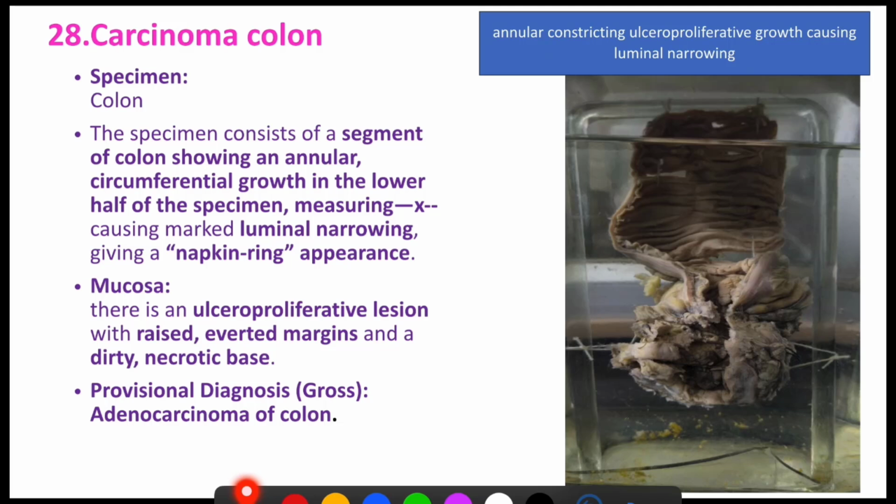Probably it is adenocarcinoma of colon, or it is called annular constricting ulceroproliferative growth causing luminal narrowing. So this is normal component, this is luminal narrowing, ulcerated, and this is a proliferative growth. And you can appreciate this is napkin ring appearance. Here you can appreciate it is a constricted area. So constriction is there and this is called napkin ring appearance.